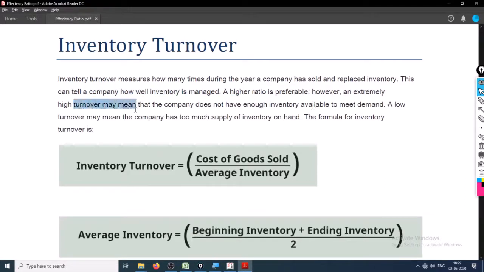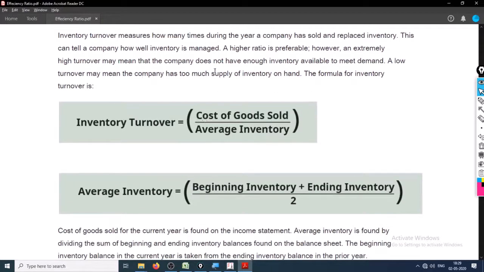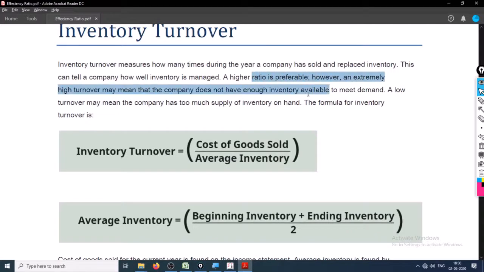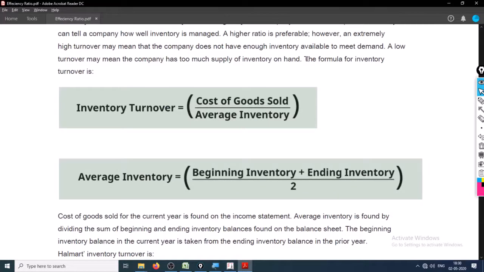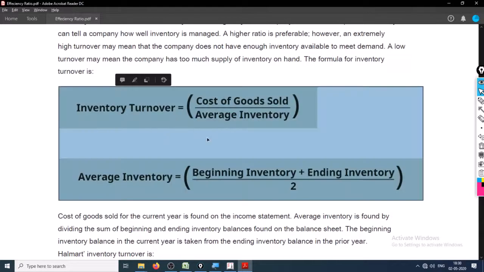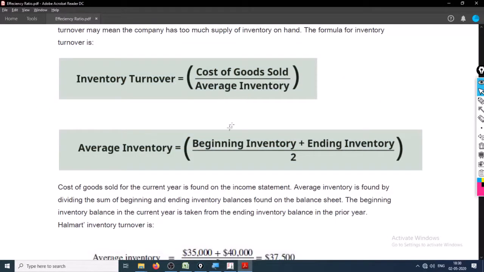An extremely high turnover may mean that the company does not have enough inventory available to meet new demand. A low turnover means that the company has too much supply of inventory on hand. That is why higher is preferred, so that the company has good demand. The formula for inventory turnover is COGS upon average inventory.